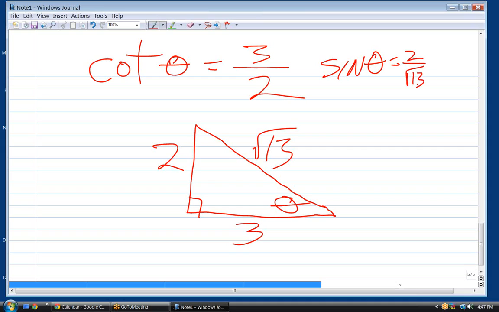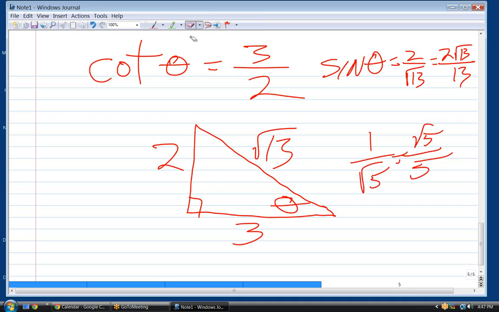Rationalize it. Oh, so then, let me do that really quick. Wouldn't it just be 2 root 13 over 13? That's always the way they rationalize. In other words, 1 over root 5 is always root 5 over 5, and so forth. So you don't really need to do the math. You just need to know that it always comes out that way.